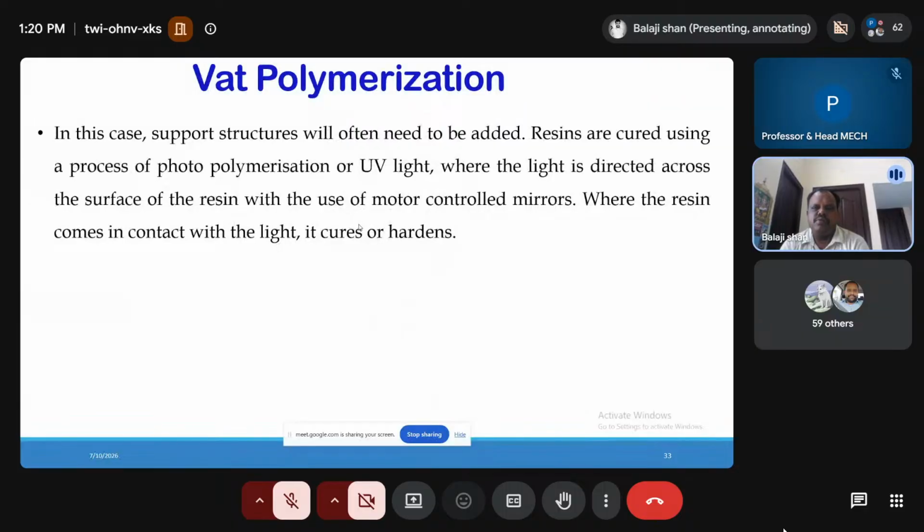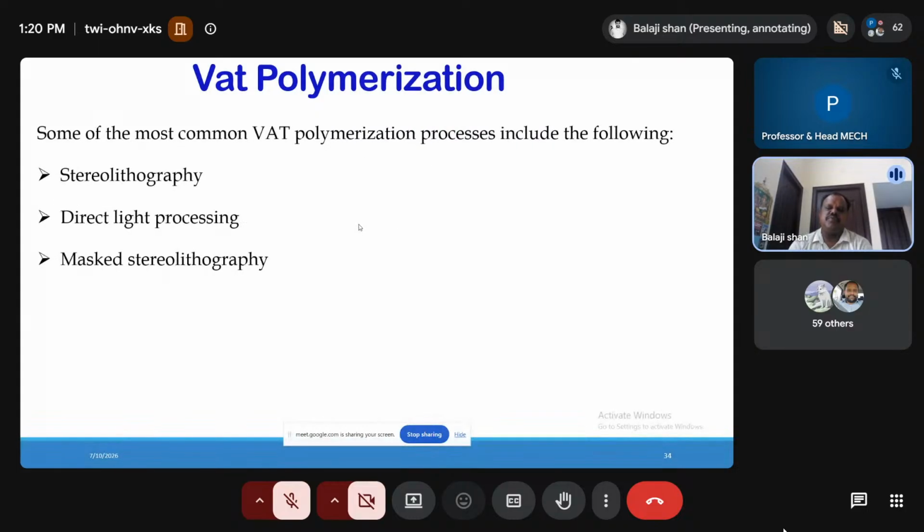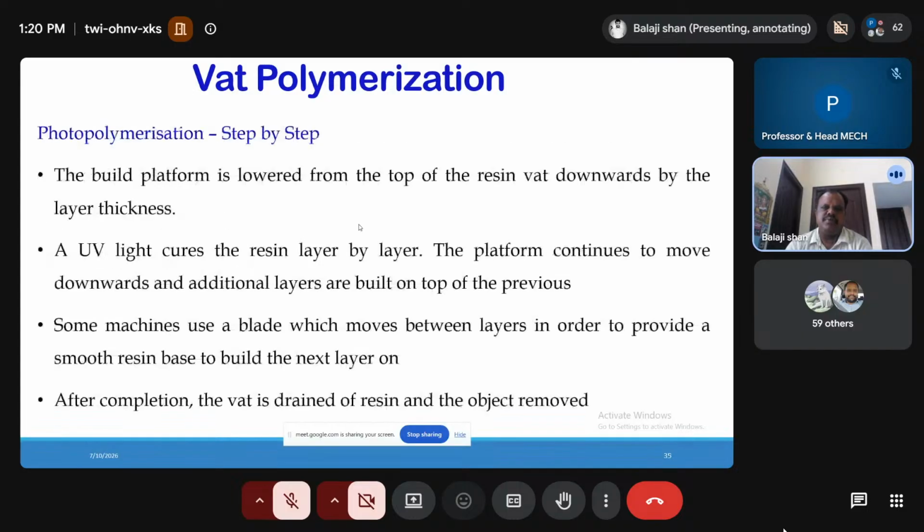And next one is the polymerization. A support structure will often need to be added. The resins are cured by using a photopolymerization process or an ultraviolet light source, where the light is directed across the surface of the resin by the use of motor controlled mirrors. Where the resin comes into contact with the light, it gains hardness. Some of the wet polymerization techniques are stereolithography, direct light processing, and mask stereolithography method.